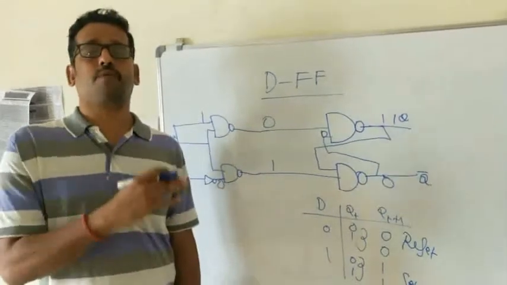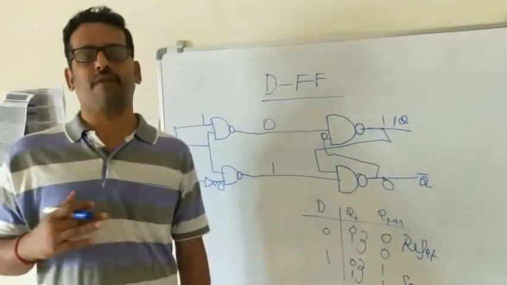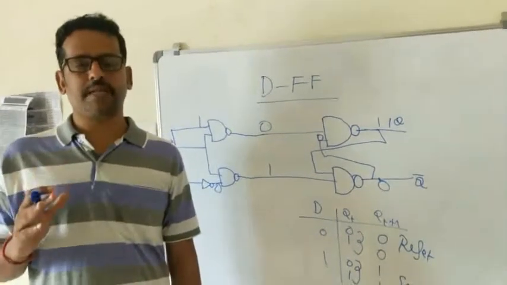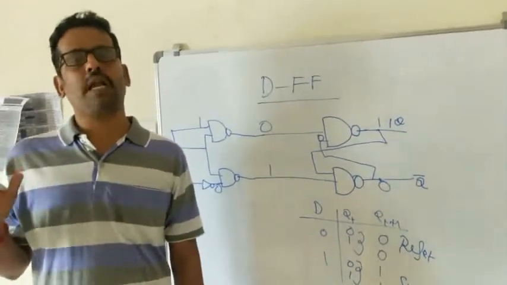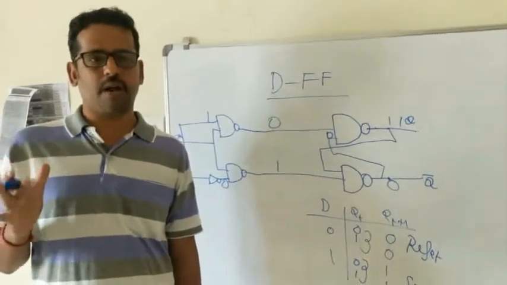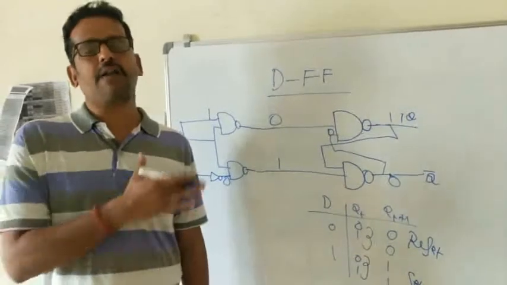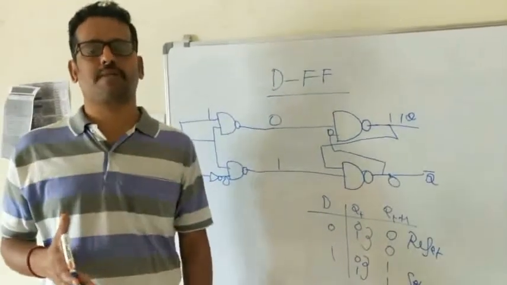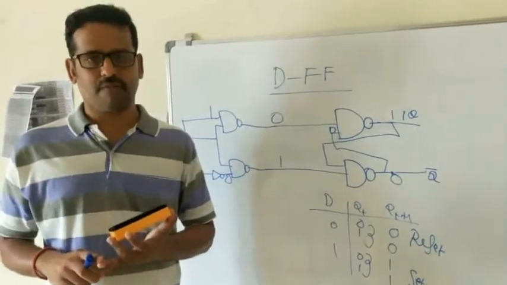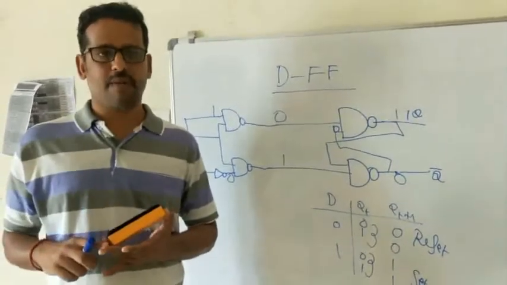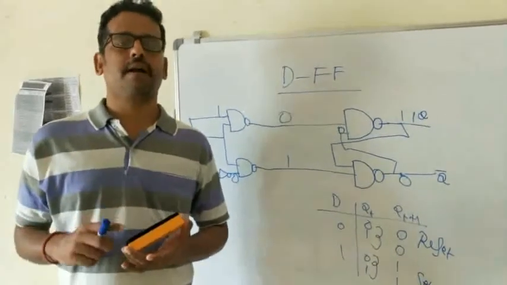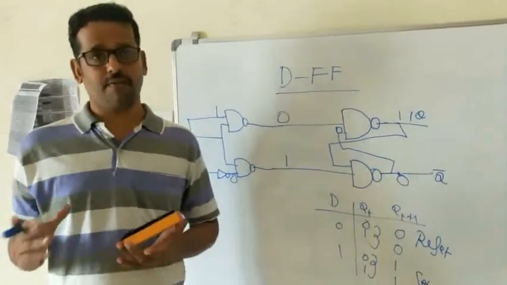So this is about the various types of flip-flops. First we should know what we mean by a flip-flop. A flip-flop is capable of storing only 1 bit of information at a time. Either it can store a 0 or 1. We have studied various types of flip-flops, starting from the RS flip-flop, the clocked RS flip-flop or SR flip-flop, then the JK flip-flop, then the T flip-flop or toggle flip-flop, and the D flip-flop or data flip-flop.